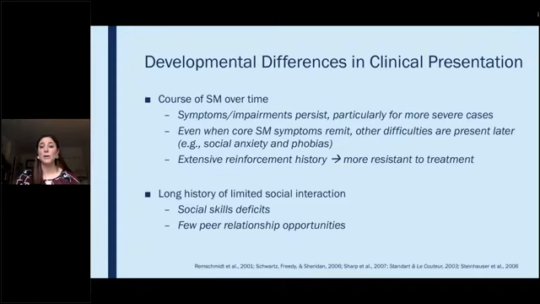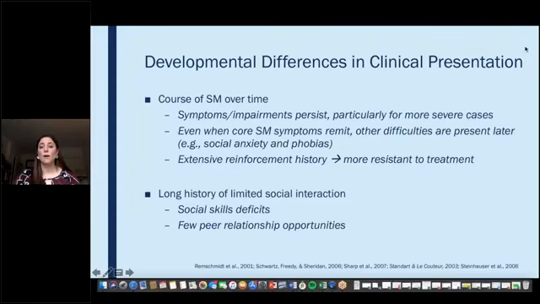However, other difficulties are present and emerge and become more significant over time. And this is really particularly seen with social phobia and other phobias. So this group needs to be looked at as well and considered even when their core SM symptoms subside, because there are still definitely residual effects from their history of selective mutism.